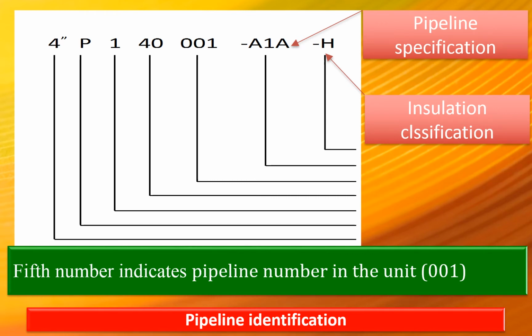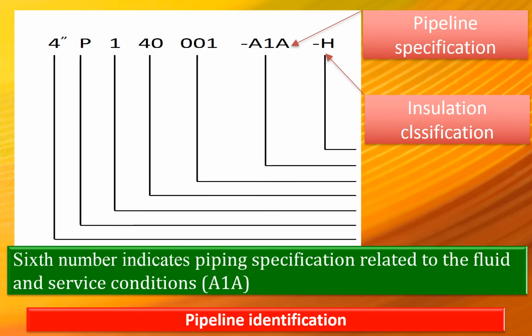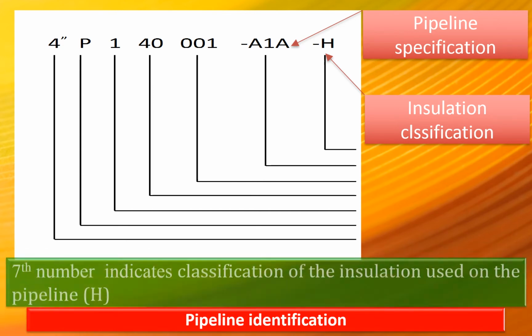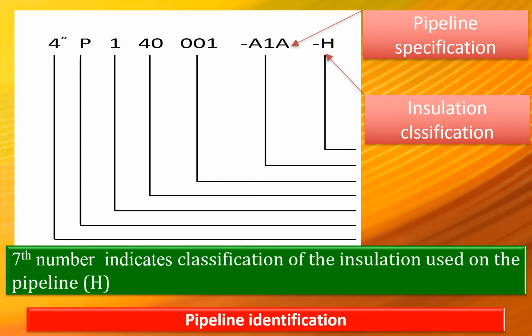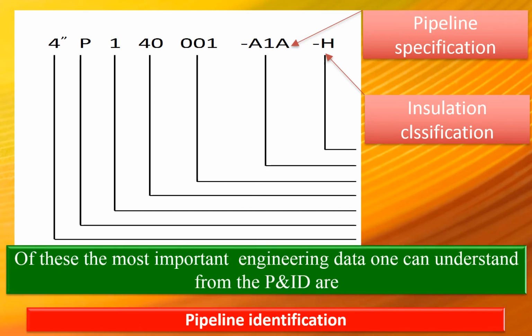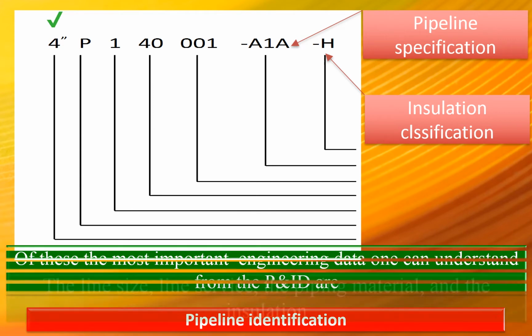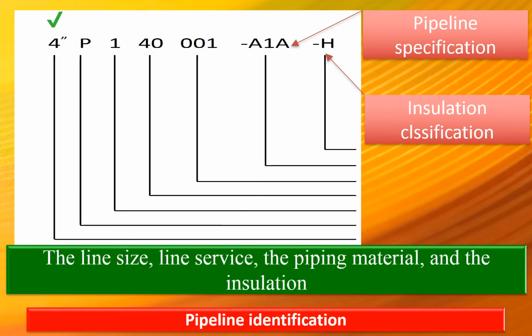The sixth term indicates the piping specification related to the fluid and the service condition, in this case A1A. The seventh term indicates the classification of the insulation used on the pipeline. In this case, it is H. Of these, the most important engineering data one can understand from the P&ID are the line size, the line service, the piping material, and the insulation.